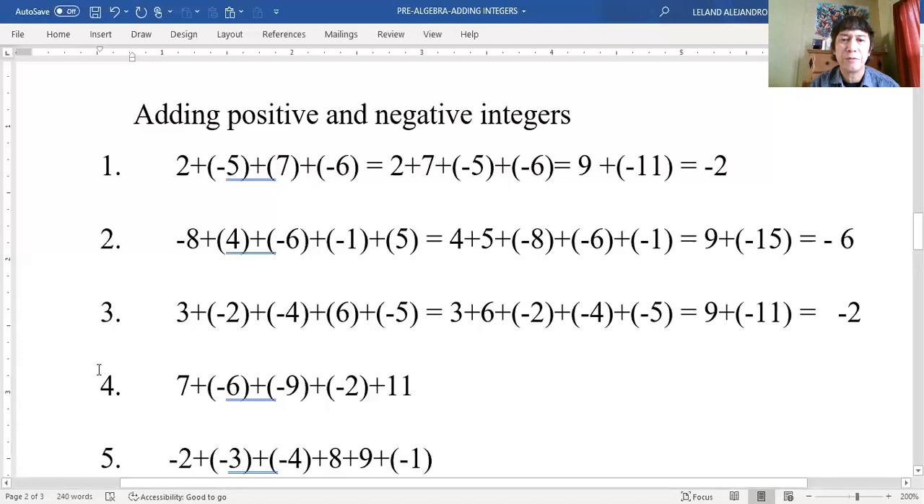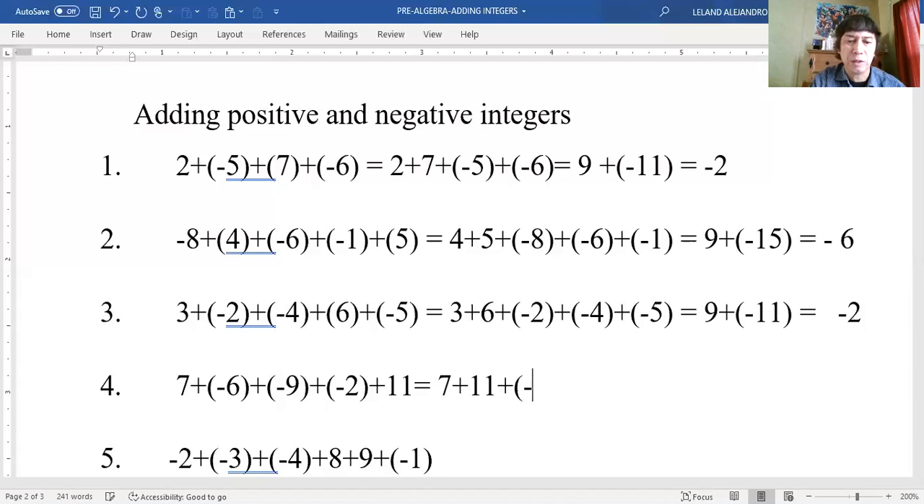Now let's have the next one, number 4. We have positive 7 plus negative 6 plus negative 9 plus negative 2 plus positive 11. So we will start again with the positives: 7 plus the 11, plus, let's collect now the negatives. So we will take the negative 6 plus the negative 9 plus the negative 2 there.